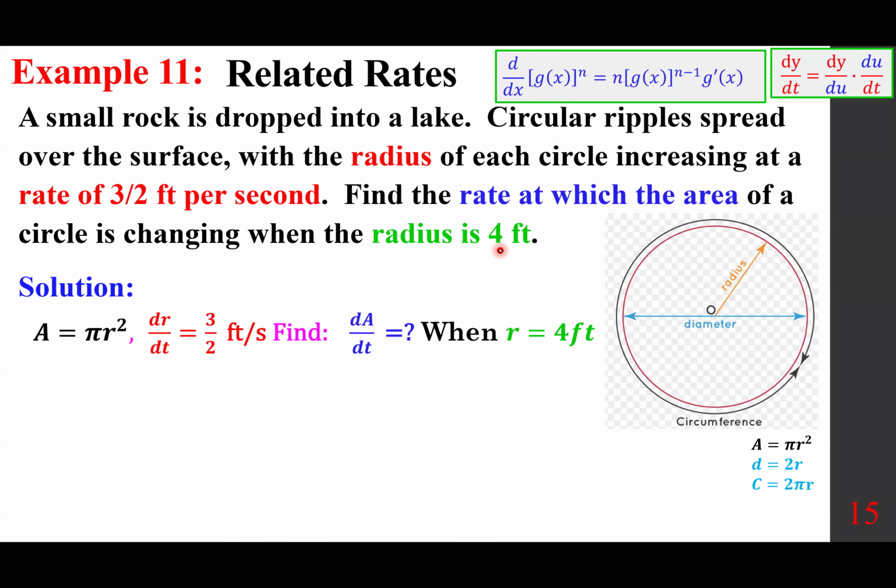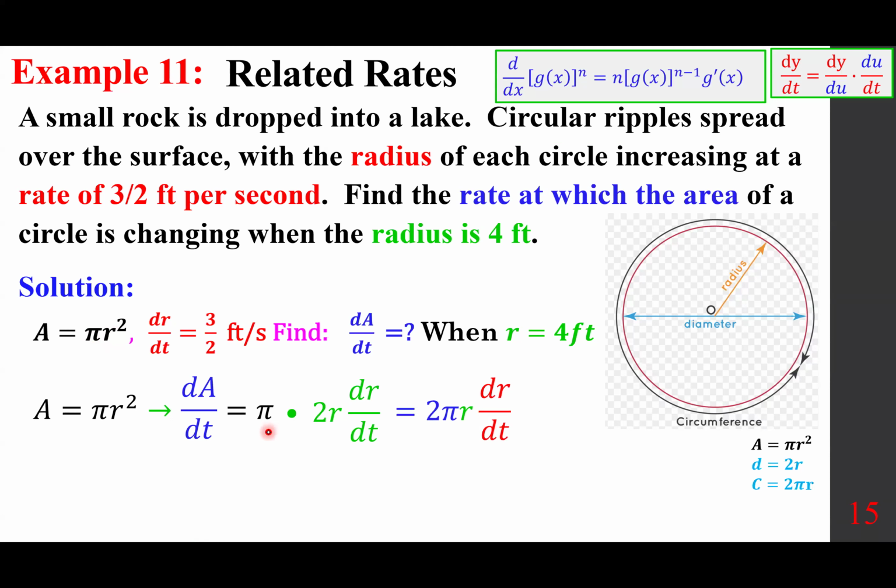So we are going to differentiate this function with respect to time. And please understand, you want A, which is pi r squared, and now you want dA/dt. Keep the pi as a number, differentiate r squared, which is 2r dr/dt. We are keeping the number, and now it's 2 pi r dr/dt. Replace the r with 4 and replace the dr/dt with 3/2.